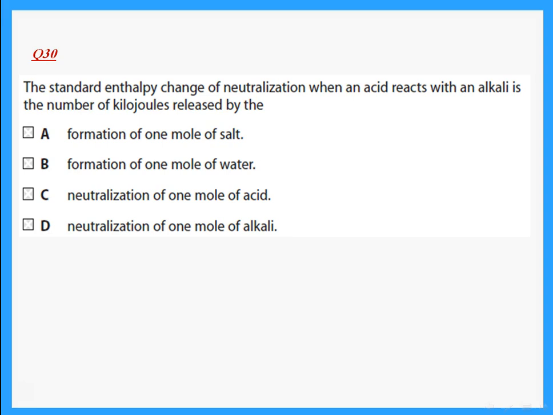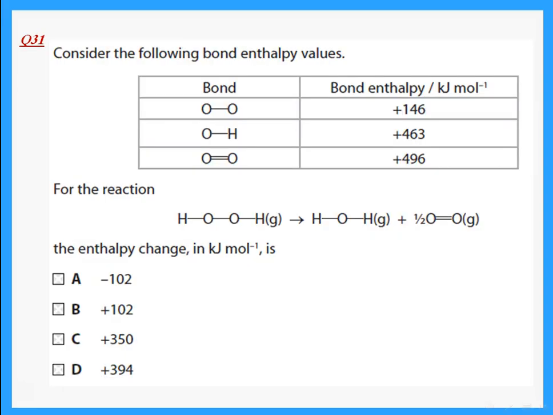Okay, this question says the standard enthalpy change of neutralization when an acid reacts with an alkali is the number of kilojoules released by what? What was the definition of standard enthalpy change of neutralization? It was formation of 1 mole of water. Remember that the definition for standard enthalpy change of neutralization was the energy released when 1 mole of water is formed from reaction of acid with base.